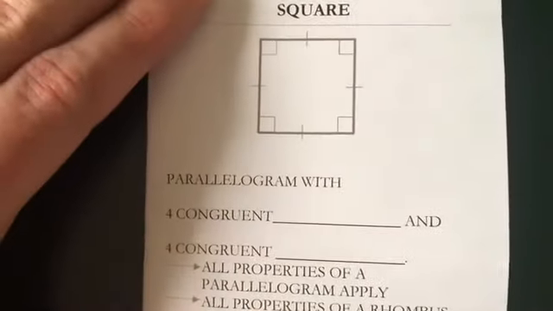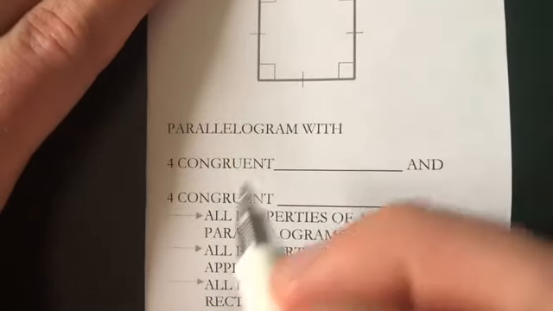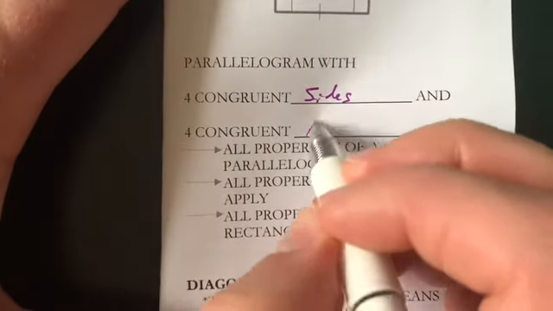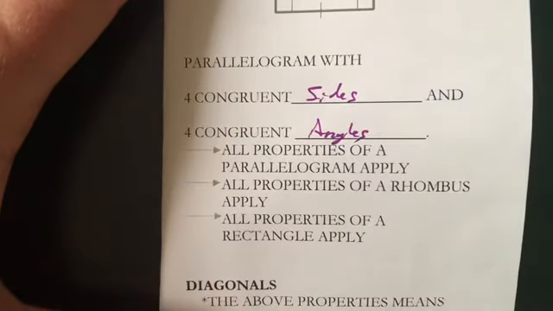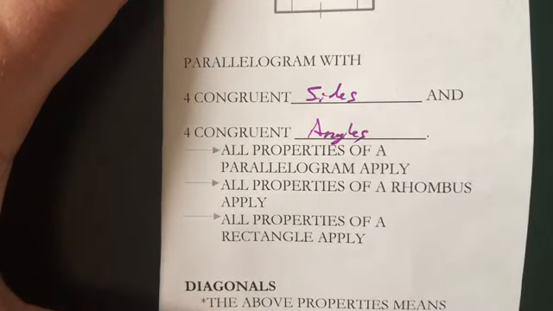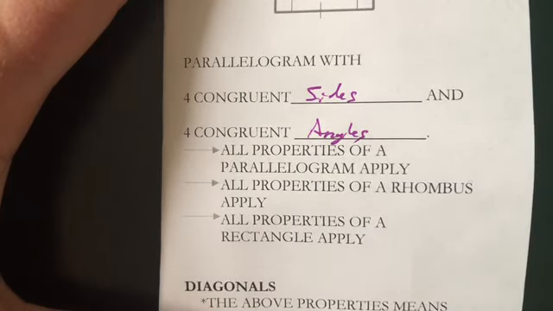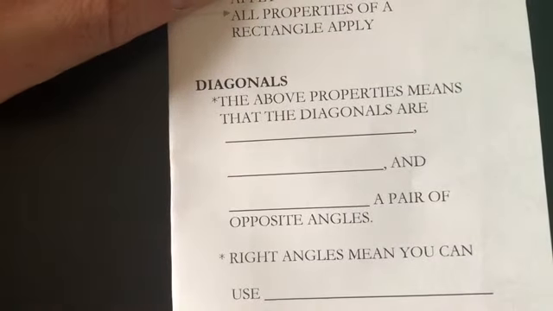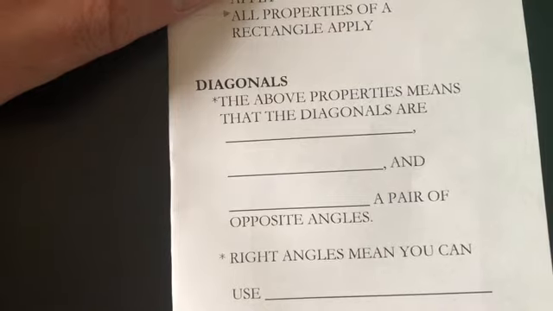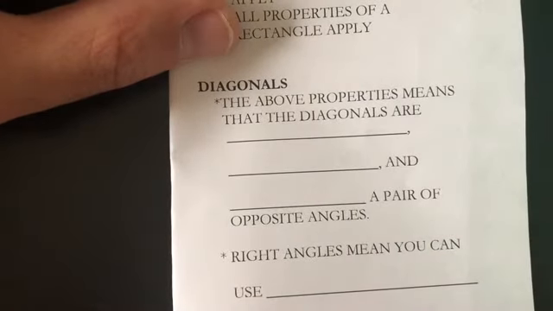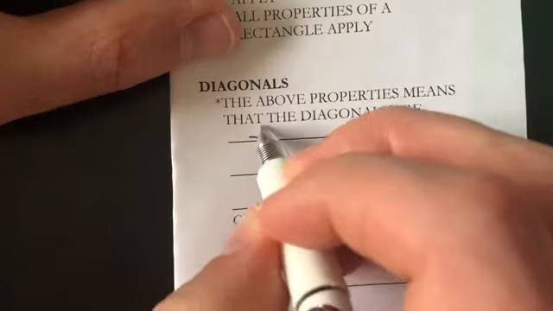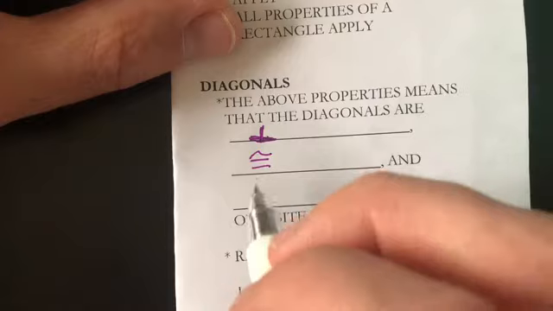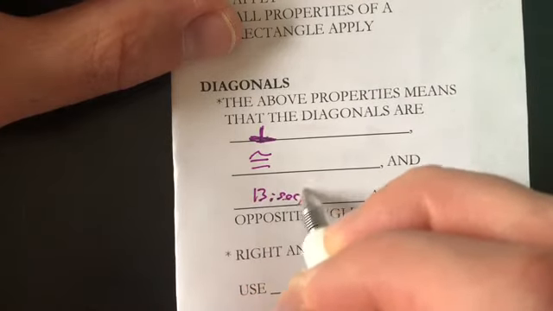The last one we have is our square, the parallelogram with 4 congruent sides and 4 congruent angles. All properties of a parallelogram apply, including the properties of a rhombus and including the properties of a rectangle. The above properties mean that the diagonals are perpendicular, congruent, and bisect.